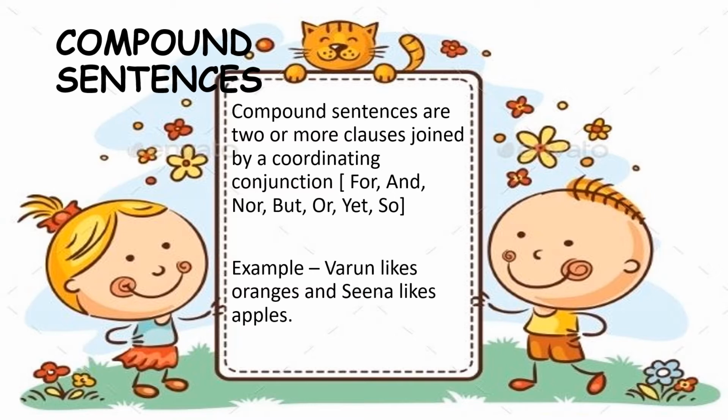So if you have two or more clauses, meaning two or more sentences, which are joined using these words, then those sentences are called compound sentences, and these two sentences will be main sentences. They don't need the support of any other word, but these words will be used to join them. For example, Varun likes oranges. That's the first sentence. Seena likes apples. That's the second sentence. These two are independent sentences. They don't need anybody's support. But if you join the two sentences using and, which is a coordinating conjunction, then that whole sentence is a compound sentence. Varun likes oranges and Seena likes apples.